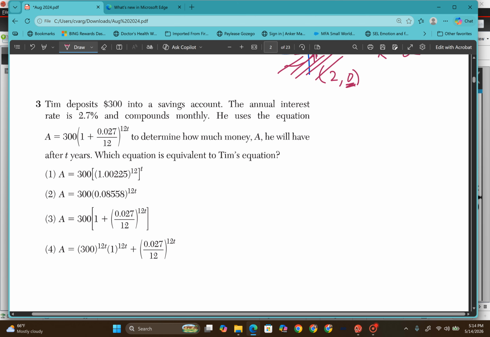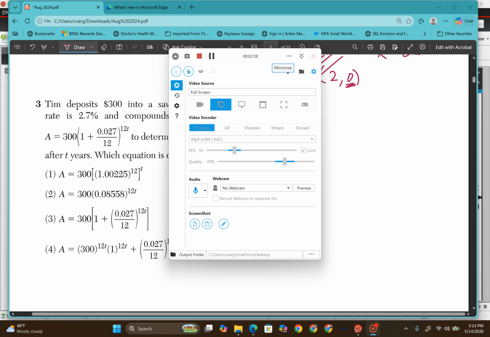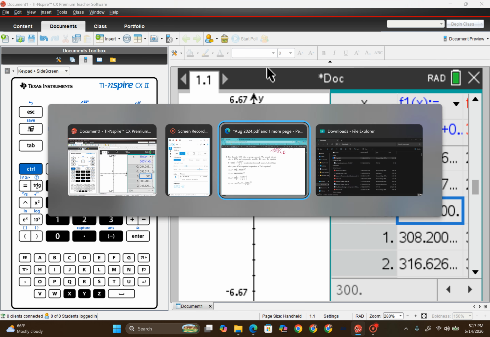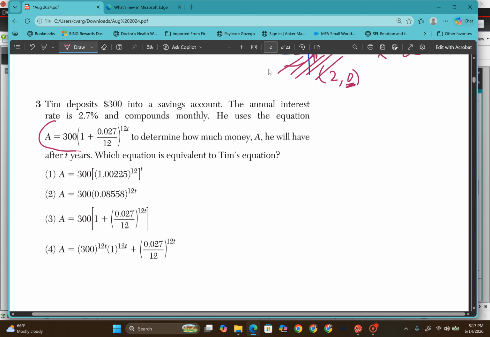All right. Question number 3. For this one, I did see that a lot of people had gotten this correct. You're just looking to see which one is equivalent. You could also do this in a calculator. I want to show you something. I plugged in the actual question, so the question is here. This is the f1 of x. Instead of t, you put the variable x so it can graph.